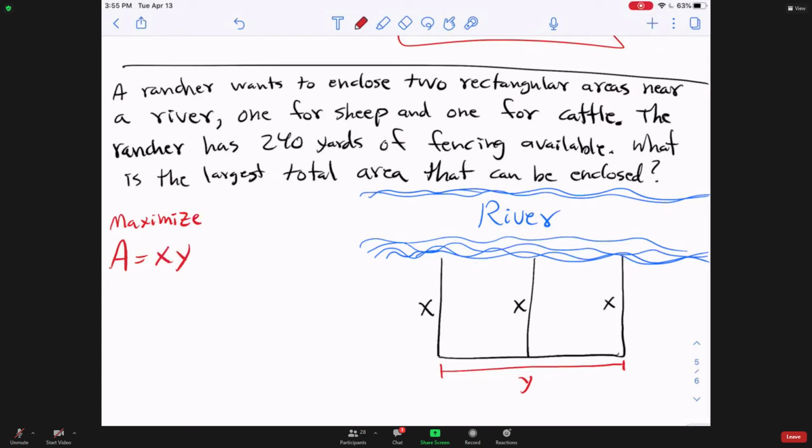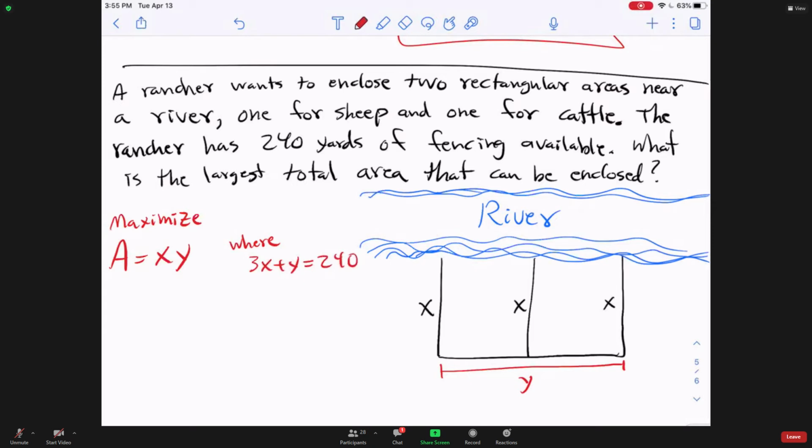Now I need a secondary equation because I'm trying to use a secondary equation to rewrite that equation in terms of one variable. So what other information have I not used? The 240 yards, right? I have 240 yards of fencing. Doesn't that mean that this fence right here that I have my cursor on, the amount of yards I use here, plus here, plus here, plus here should add up to 240, right? So wouldn't that be 3x plus y should equal 240? And that's my secondary equation.